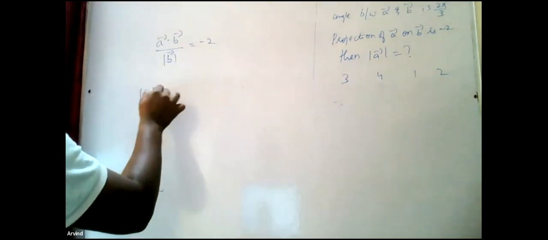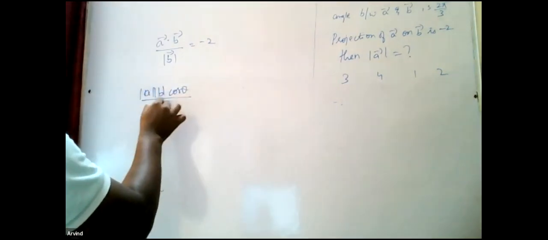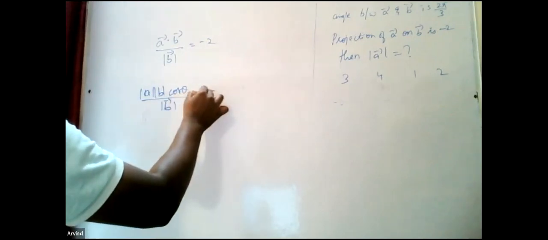So projection of a on b, what is the formula? a dot b by mod b. So a dot b you can also write as mod a mod b cos theta, divided by mod b, equals -2. Mod b gets cancelled. Cos theta, cos of 2 pi by 3.